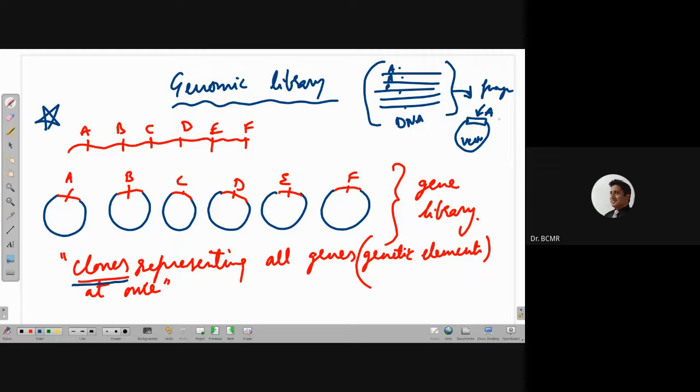That is meant by a genomic library: a library of clones consisting of genes, representing all the genes at least once. Okay, I should put this. Sorry, we'll get to this again. Don't worry. We have to discuss genomic libraries, and cDNA libraries will come later.